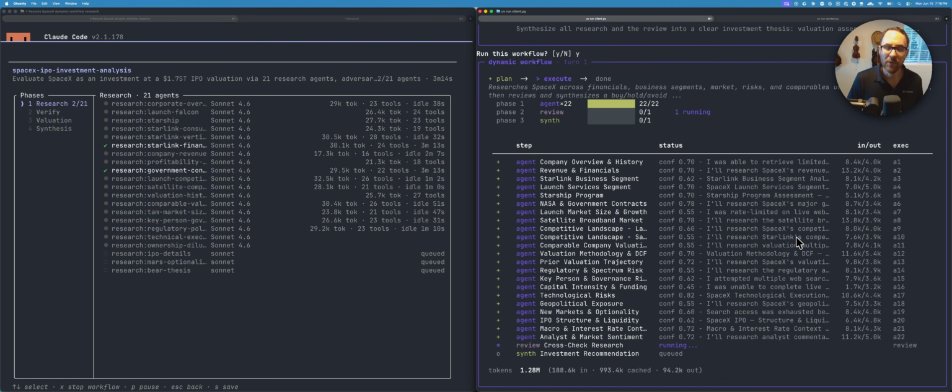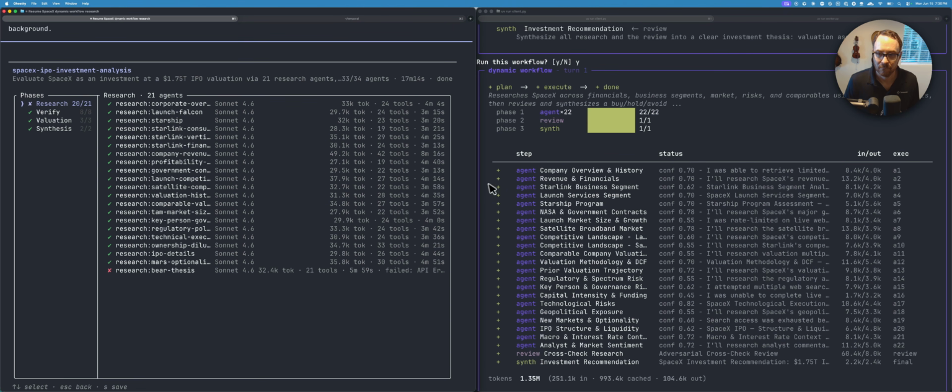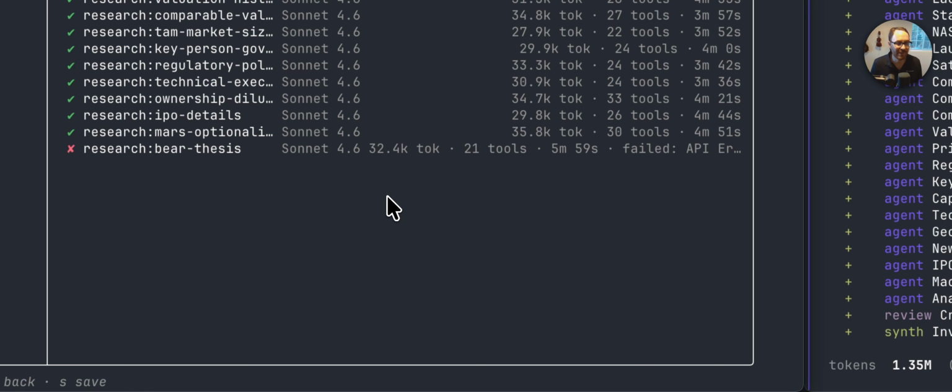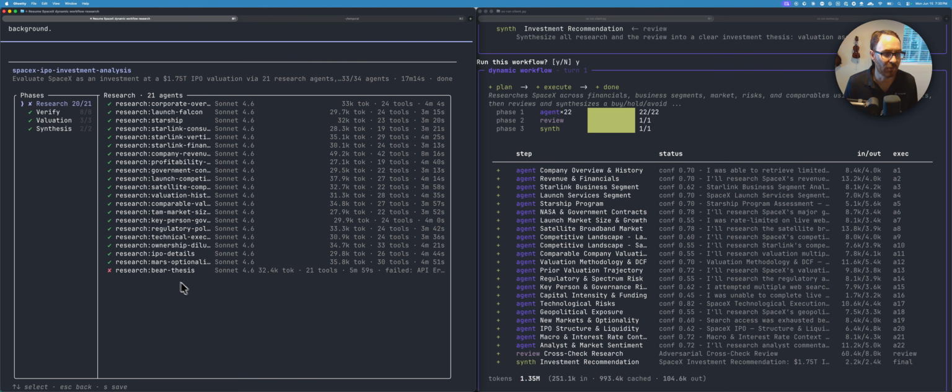At this point, I'm going to run both to completion, and I'll be back with some final thoughts. And as we can see, both have completed. I want to draw your attention to one thing that happened that was interesting on the Claude Code dynamic workflow run. For whatever reason, this research bear thesis failed. And you notice it failed and it stayed failed. There were no retries. On the temporal side, if that had happened, we would have just retried automatically.